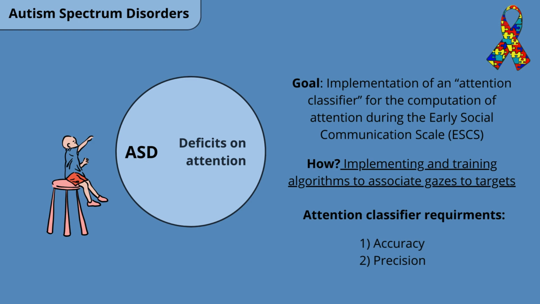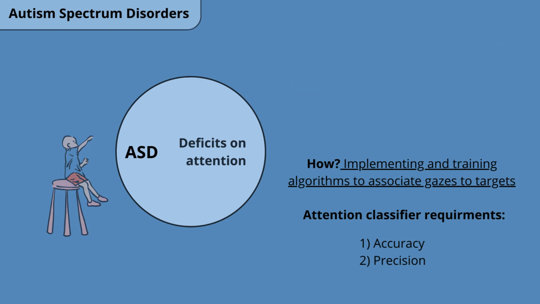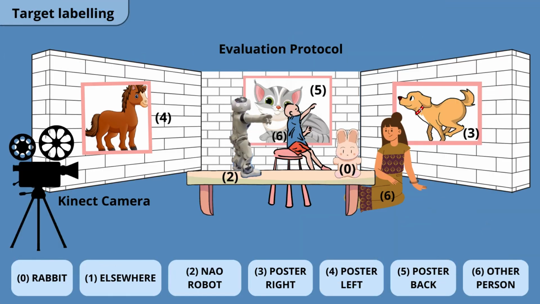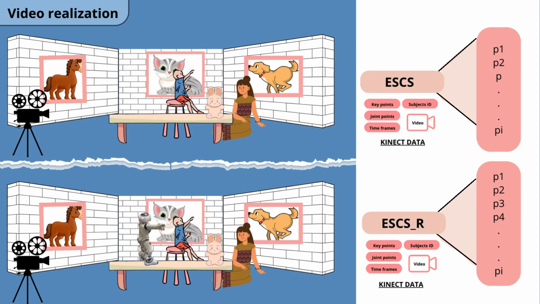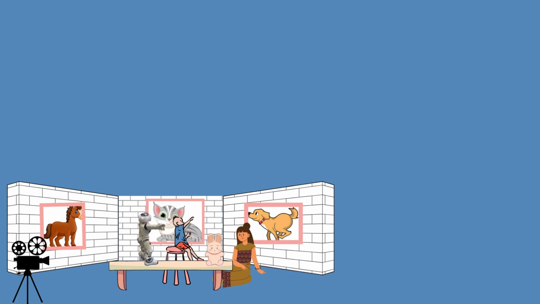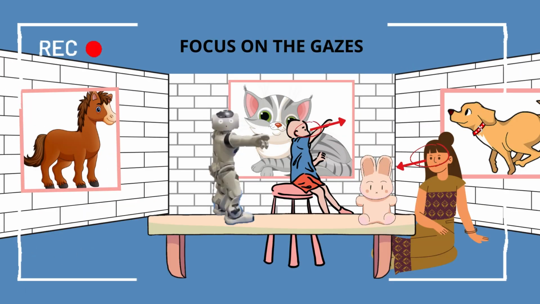To evaluate the algorithm, we computed accuracy and precision. The experimental setup was composed of 7 targets of attention: the rabbit, elsewhere, the robot, poster right, poster left, poster back, and other person. With a Kinect camera, we recorded different videos under 2 different scenarios, one with the therapist giving instructions to the patient and one with the robot giving the instructions to both.